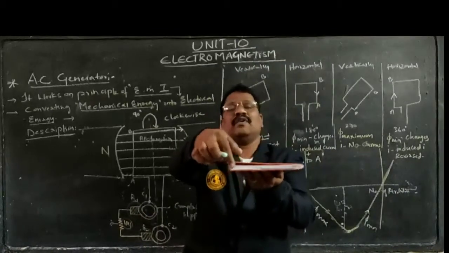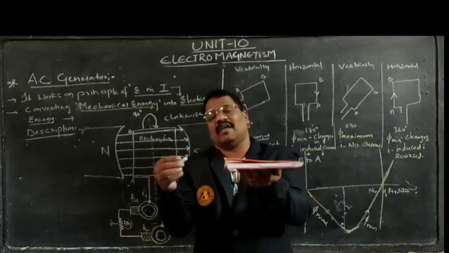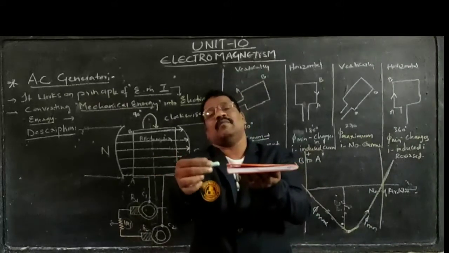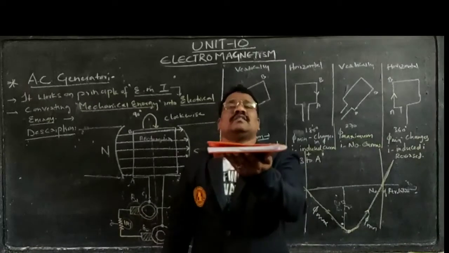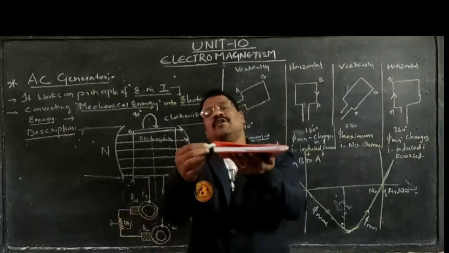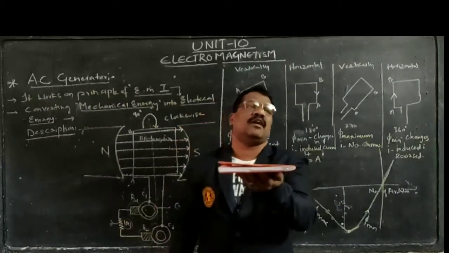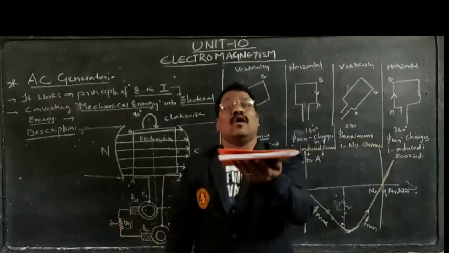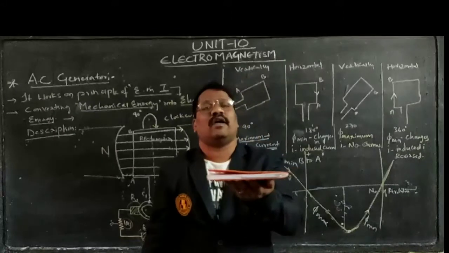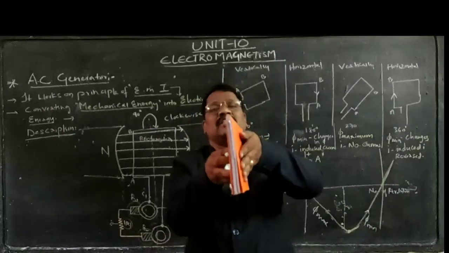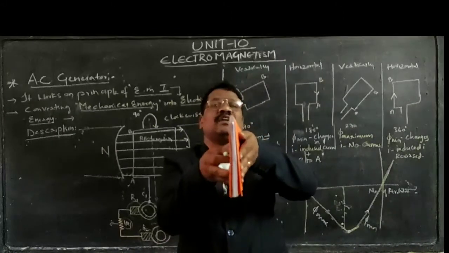This is the width of the coil. Depending upon the width of the coil, what happens? Magnetic lines of force will pass through. When the coil is in this direction, fewer magnetic lines of force pass through this particular coil. First position: in this position, maximum flux takes place.